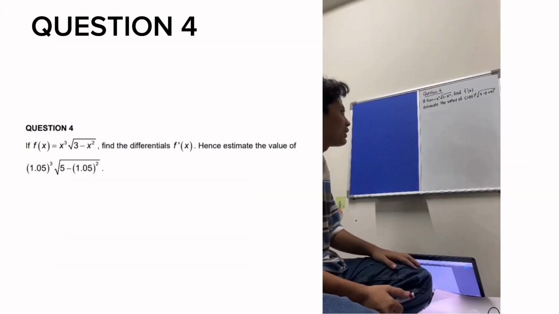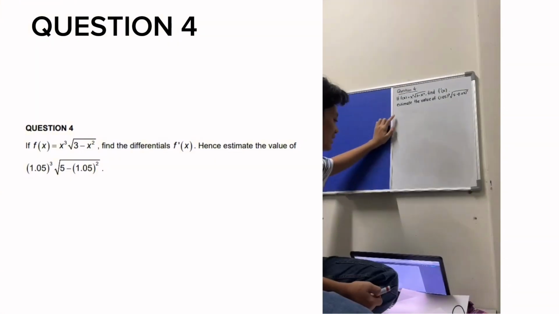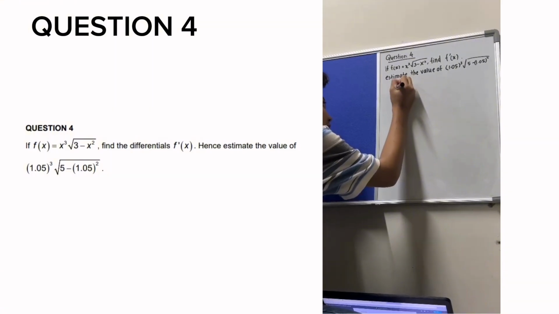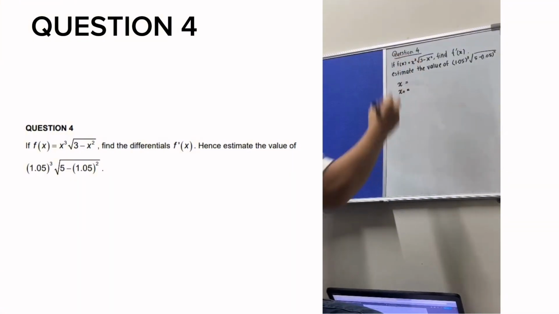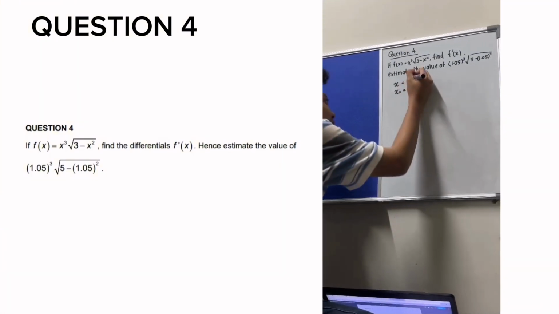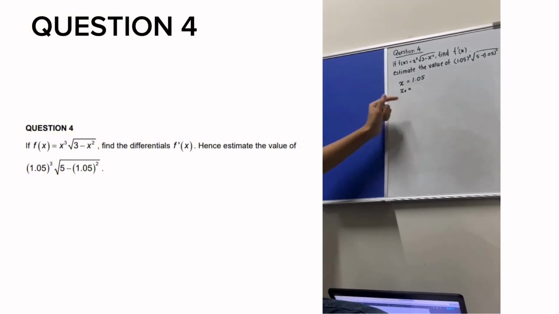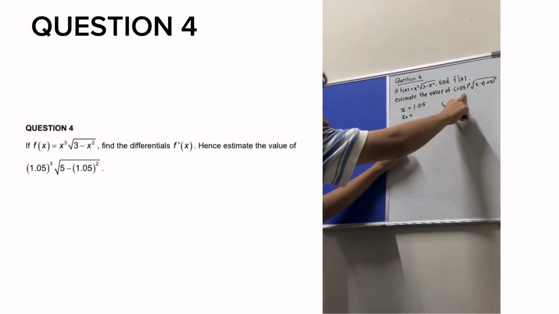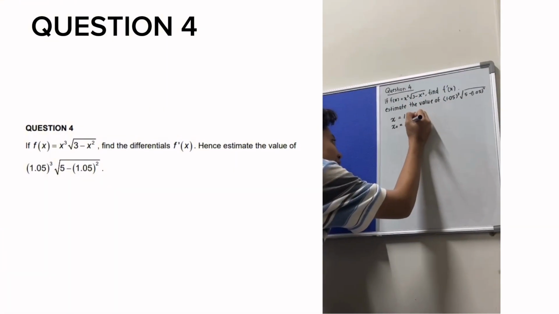Okay, now we are going to answer question 4. In this question we need to find x and x naught. x is 1.05 and x naught is the number yang berdekatan dengan 1.05, which is 1.